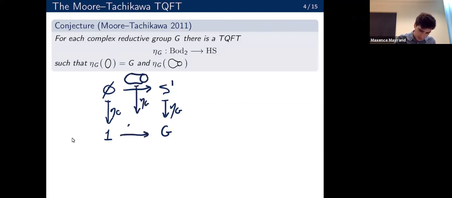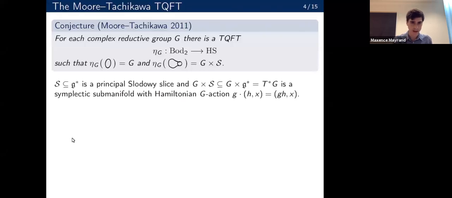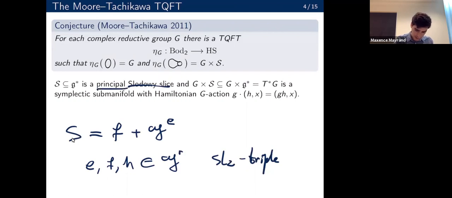Oops, sorry. And an arrow in HS is just a holomorphic symplectic manifold with an action of G. And they specify that this manifold should be simply G times S, where S is a principal Slodowy slice. Recall that the Slodowy slice is an affine subspace of the form F plus the centralizer of E, where E, F, and H are an SL2 triple in G. And so that's a Slodowy slice. And principal here just means that these are taken to be regular elements.